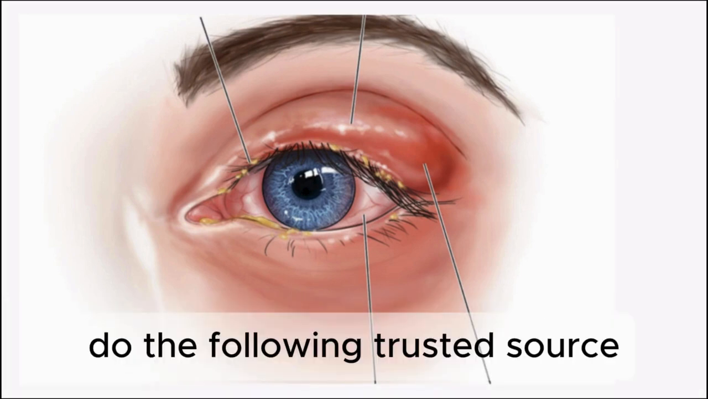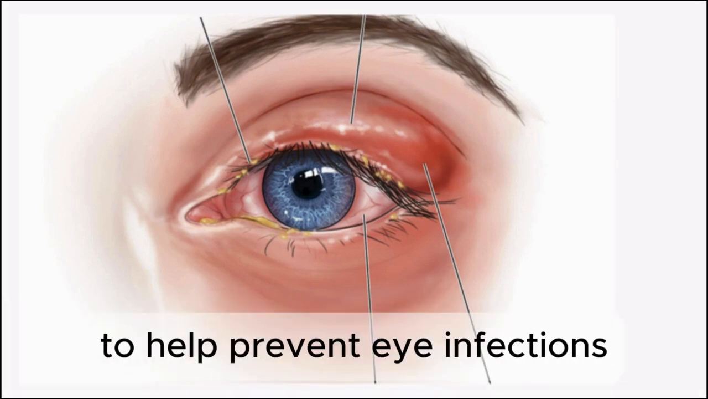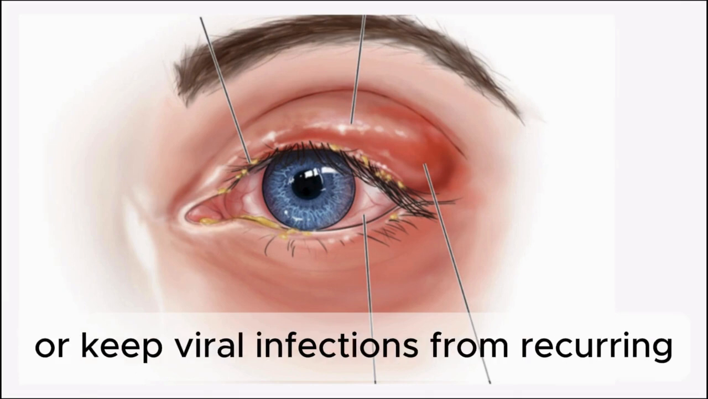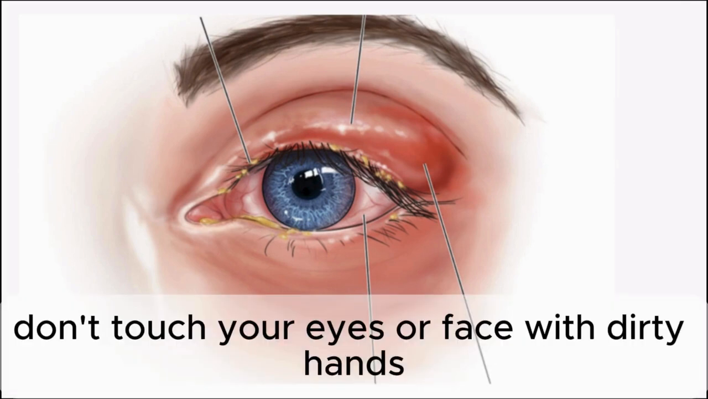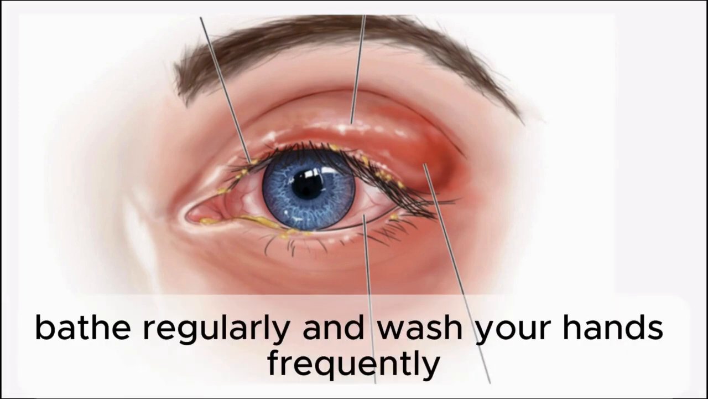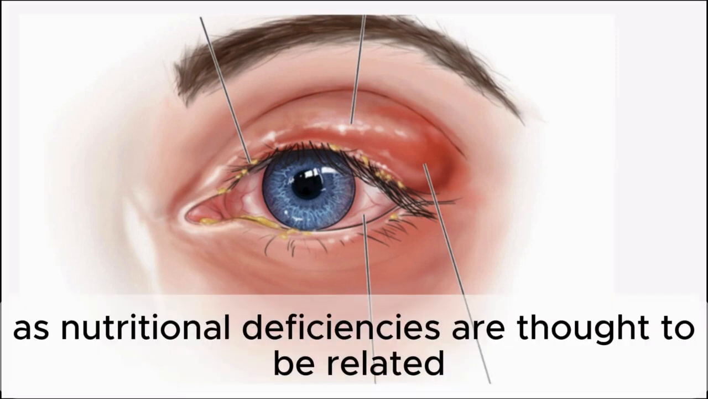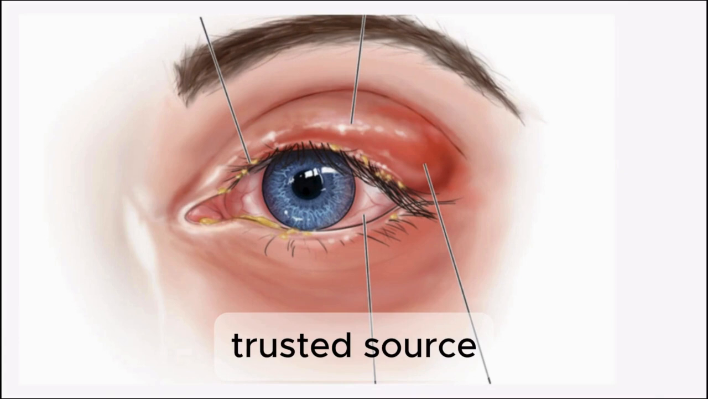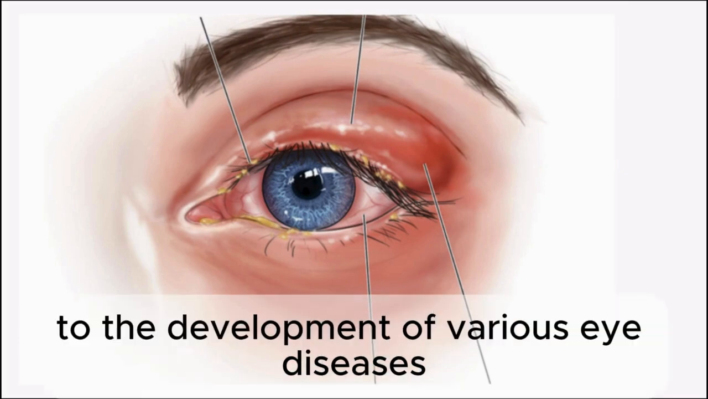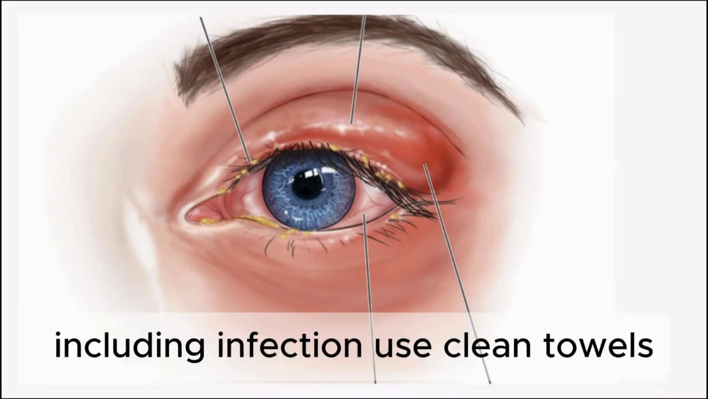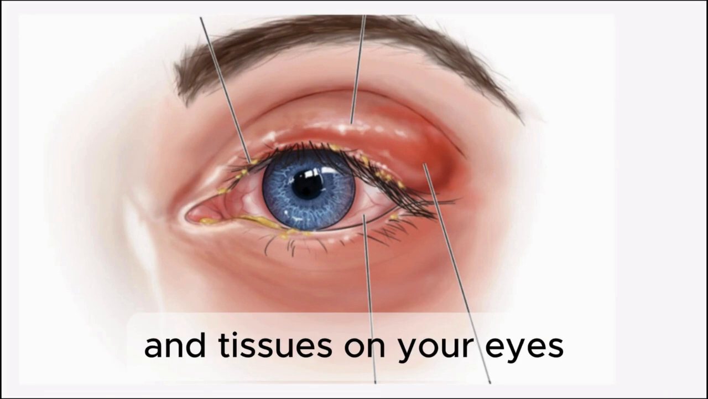Prevention. Do the following to help prevent eye infections or keep viral infections from recurring. Don't touch your eyes or face with dirty hands. Bathe regularly and wash your hands frequently. Eat a balanced diet, as nutritional deficiencies are thought to be related to the development of various eye diseases, including infection. Use clean towels and tissues on your eyes.